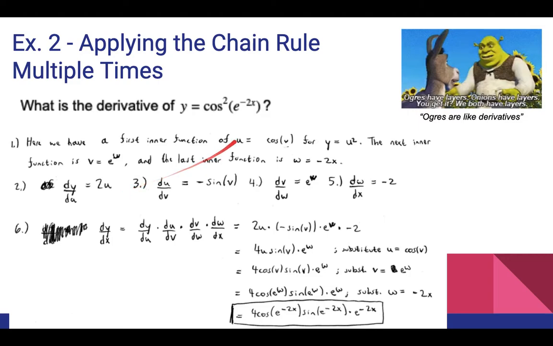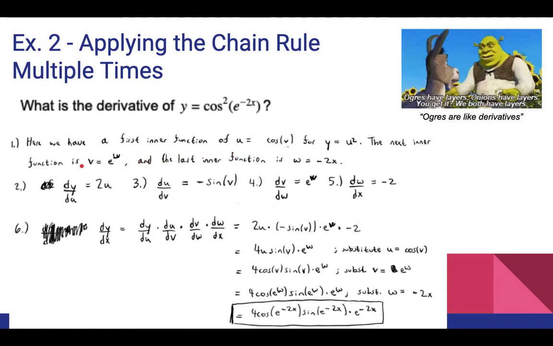Okay? So let's say we're looking at the function y equals cosine squared of e to the negative 2x. Ooh, that looks difficult to evaluate. But what we do is we work from the outside in. So what we can see is that our outermost function is going to be u squared, where u is equal to cosine. Okay, so now if we focus on the cosine function, u equals cosine, it's not going to be u equals cosine of x. We have another inner function, v, what we'll call it, v equals e to negative 2x.